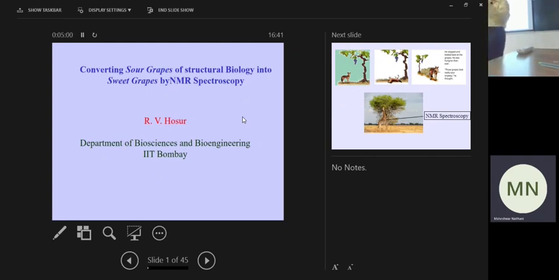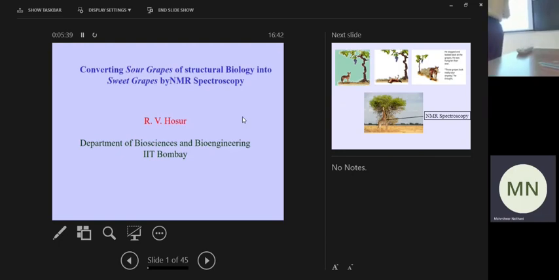It's such a huge field, and it is an extremely difficult task to say everything about everything that is happening in NMR. That's not possible. However, depending upon the audience and the interest, we can filter out information and give that information to excite them to go into that particular area and pursue research on that front. That is my task today. I will try and give you the fundamental principles of the technique and how it is so exclusive compared to the other techniques. That's why I gave this title: Converting Sour Grapes into Sweet Grapes by NMR spectroscopy. So let's look at that.